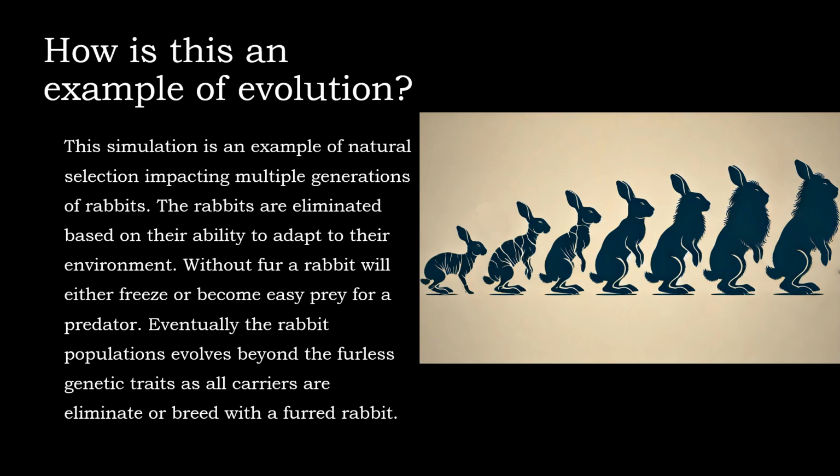The simulation is an example of natural selection impacting multiple generations of rabbits. The rabbits are eliminated based on their ability to adapt to their environment. Without fur, a rabbit will either freeze or become easy prey for a predator. Eventually, the rabbit population evolves beyond the furless genetic traits as all carriers are eliminated or breed with a furred rabbit.